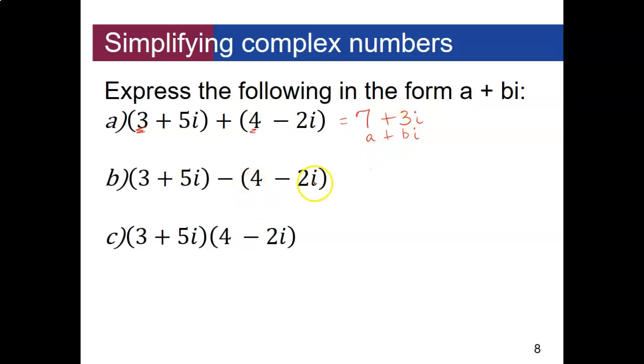Here, if I'm going to subtract, I would go ahead and distribute that subtraction sign through, just like if it had variables in it.